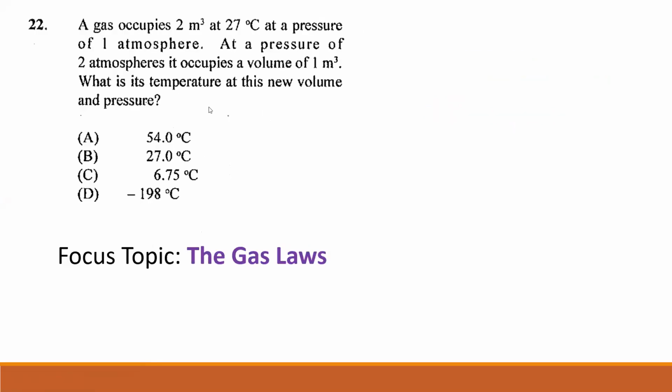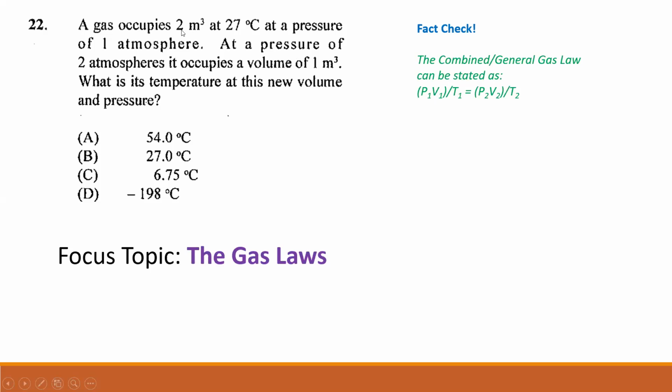22. A gas occupies 2 cubic meters at 27 degrees Celsius at a pressure of 1 atmosphere. At a pressure of 2 atmospheres, it occupies a volume of 1 cubic meter. What is the temperature at this new volume and pressure? We have to use the combined gas law to find this if you're working it out, or you could use logical reasoning.